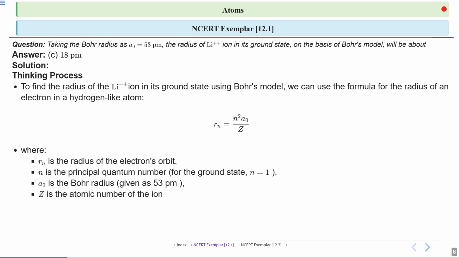Finally, Z is the atomic number of the ion. Lithium has an atomic number of 3. So Z equals 3 for lithium ion. This means the nucleus has 3 protons, and since it's lithium plus plus it has lost 2 electrons and only 1 electron remains.